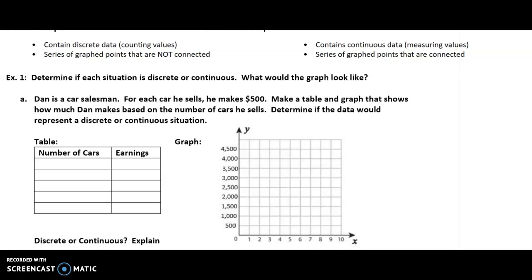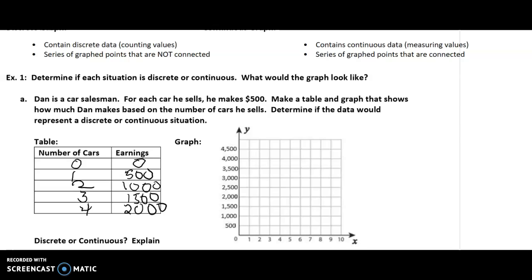All right, so let's look at example number 1 and determine if the situation is discrete or continuous. And we'll see what the graph would look like in either case. So Dan is a car salesman. For each car he sells, he makes $500. Make a table and graph that shows how much Dan makes based on the number of cars he sells, and determine if the data would represent a discrete or continuous situation.